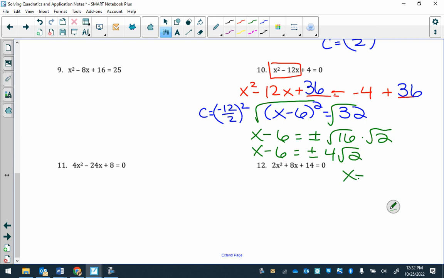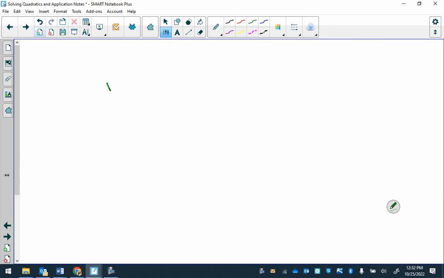Our last step: x equals 6 plus or minus 4 root 2. We cannot combine those because one has a radical and one does not. So that's how your answer will be. Should the 6 always come before the plus or minus radical? Yes, it should. Okay.